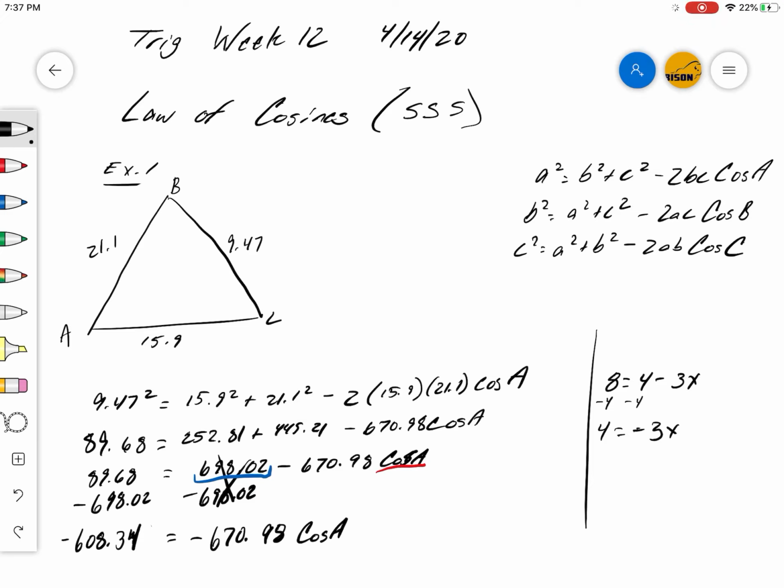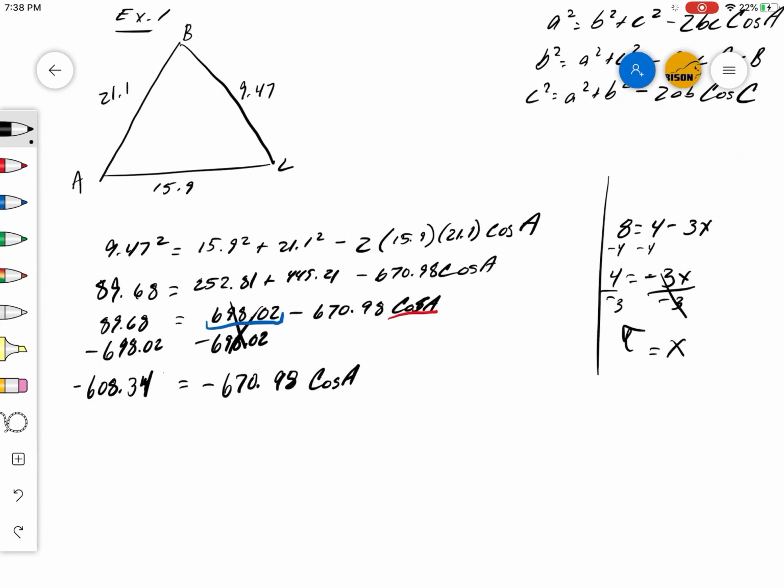670.98 cosine of A. Okay, so the next thing, in this little example over here on the right, to get x by itself would be to divide by negative 3, obviously. And that would leave you with x, and it would be whatever that is. Okay, so let's do that. Let me scroll up just a little bit so we've got some room. Yes, they're decimals, but they're not difficult decimals. So we're just going to divide them just like we know how to do.